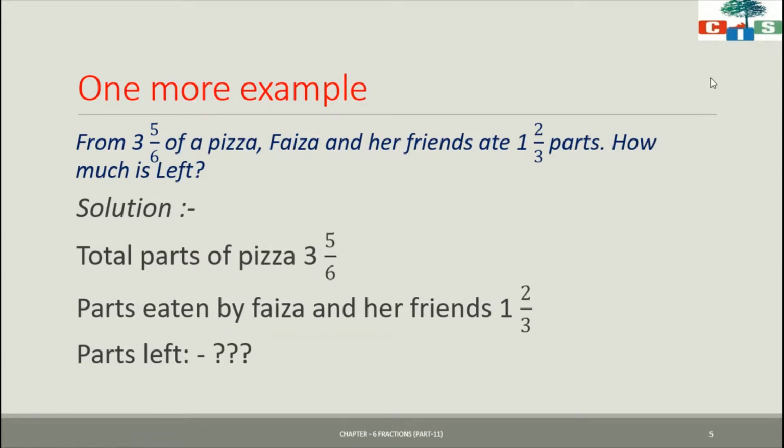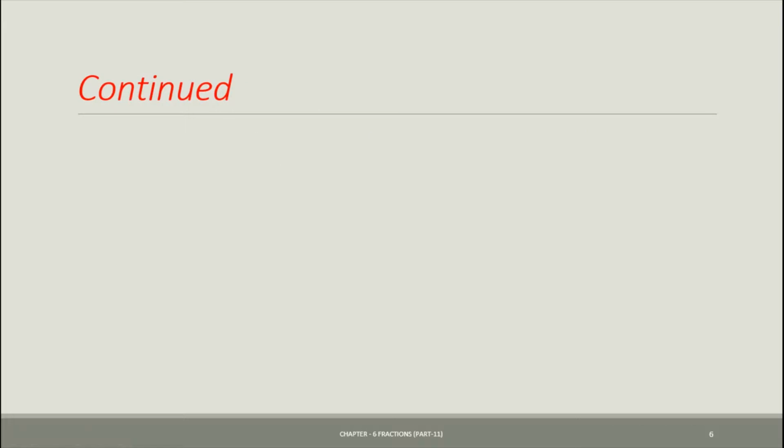Okay scholars. So here we'll subtract 3 5 by 6 minus 1 2 by 3. So scholars, first of all we have to convert this mixed fraction to an improper fraction. Yes. So how to do that? We have to multiply the whole number with the denominator and then add the numerator. So here we go for this sum. So 3 multiplied by 6 plus 5. 5 is the numerator.